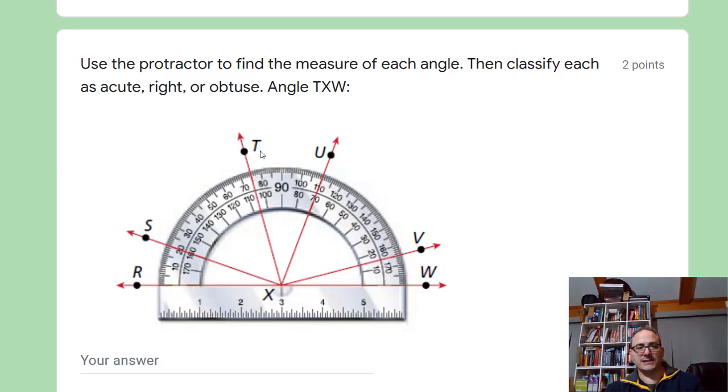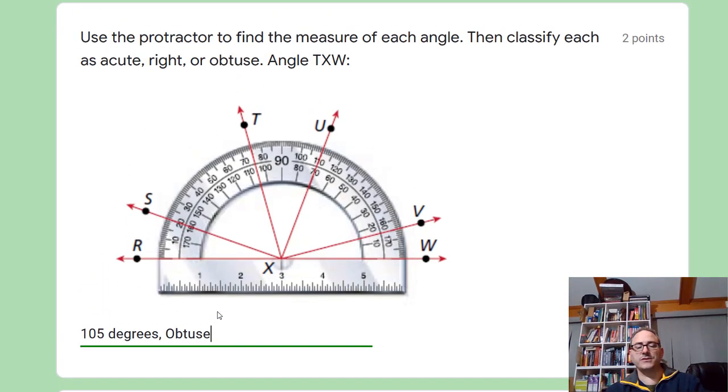Because this is TXW, I can read it on the inside track starting here at 0, which makes it easy. So this is 10, 20, 30, 40, 50, 60, 70, 80, 90, 100. And it's between 100 and 110, which would be 105. So 105 degrees, and anything greater than 90 and less than 180 is an obtuse angle. All right, so 105 degrees and obtuse.